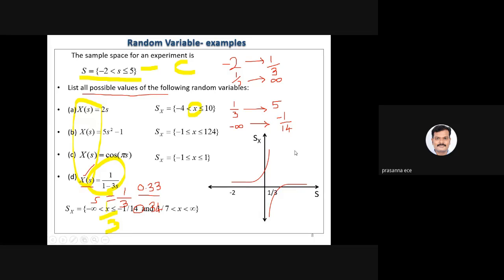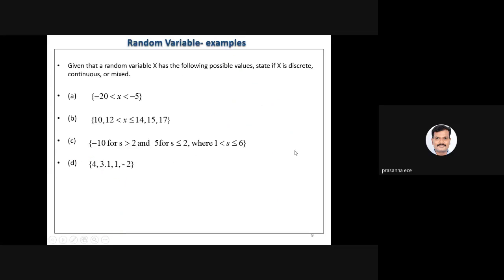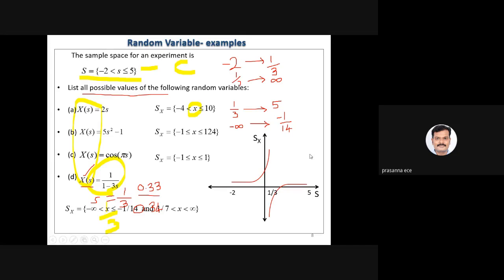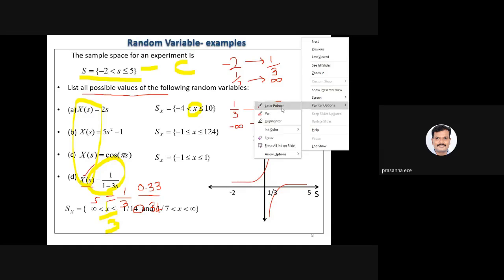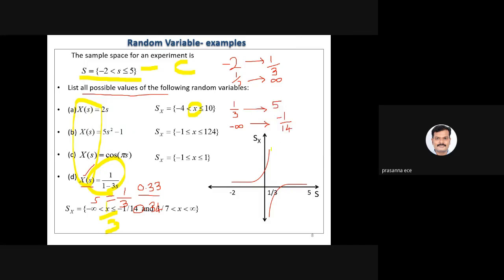Okay, so here there is a small mistake in the second graph. What we are seeing here is the set of all values, right? So these are different kinds of set of possible values of random variables. Here we have values of s. These are the values of x. So this is one set of values, and actually this graph should be down here, so it should start from minus 1 by 14. So these are another set of values.